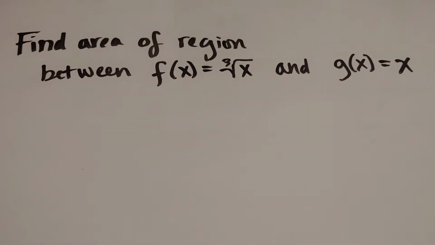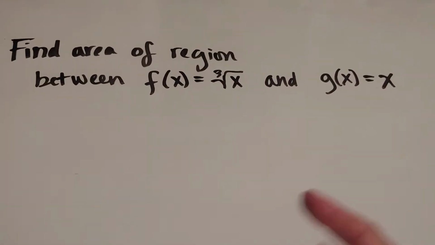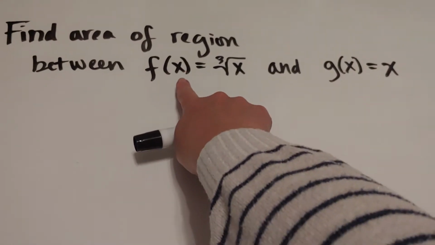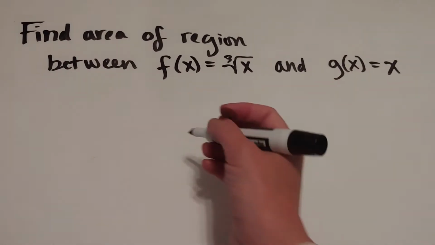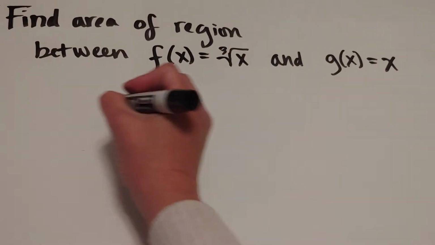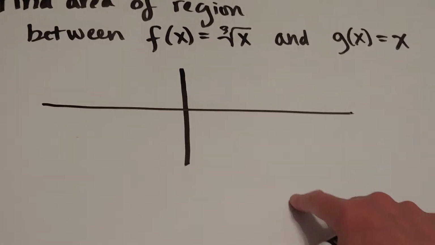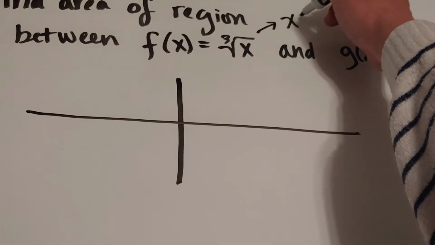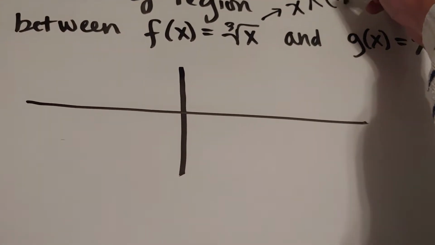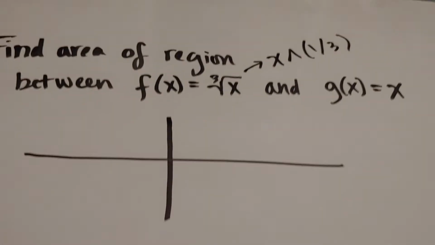All right, now we're going to do finding the area of the region between, and here I've got the function, the cube root of x and g of x equals x. All right, so the first thing that you'd want to do is go ahead and put this into Desmos. For cube root of x, probably the easiest way to do that is to say x to the 1/3, right? That would give me a cube root.